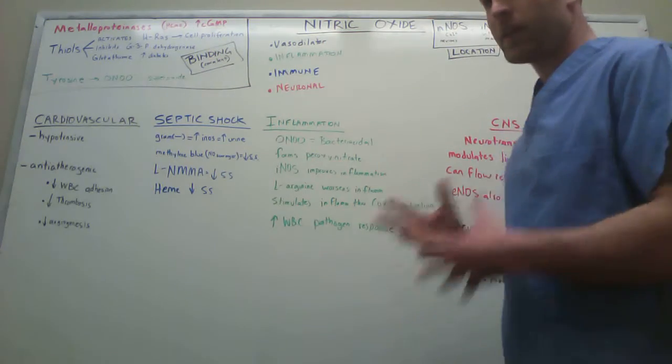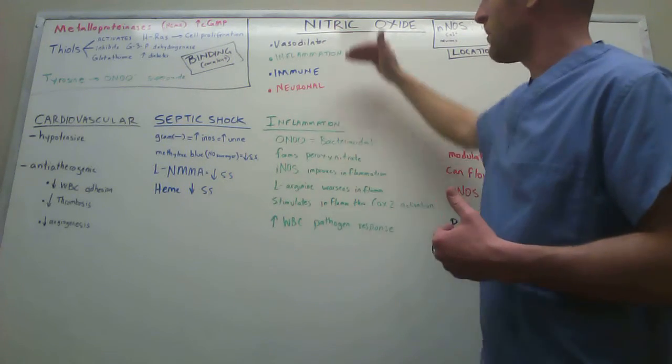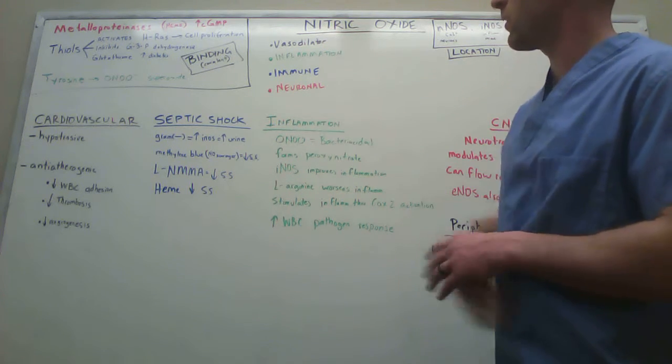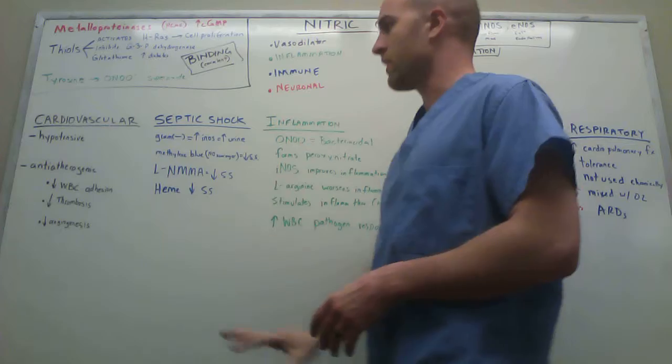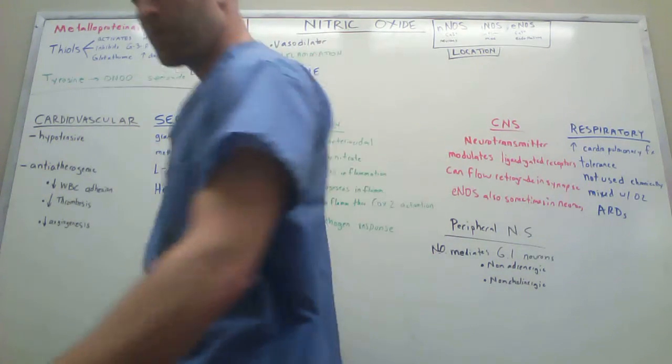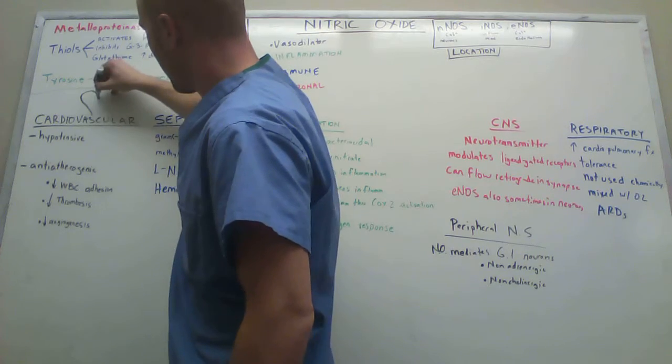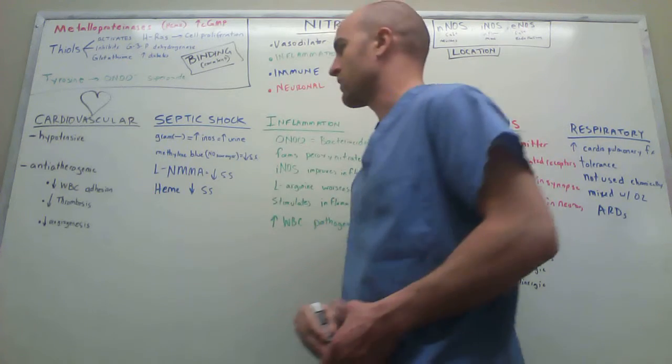Now let's talk about some of the things that it does in the body in a little more detail. I mentioned earlier that it can cause vasodilation, inflammation, involve the immune system, and the neuronal system as well. So let's start one at a time here. Cardiovascular system. I probably should have done this one in red, but I didn't. So I'm just going to draw a heart up here so you're thinking of the cardiovascular system.